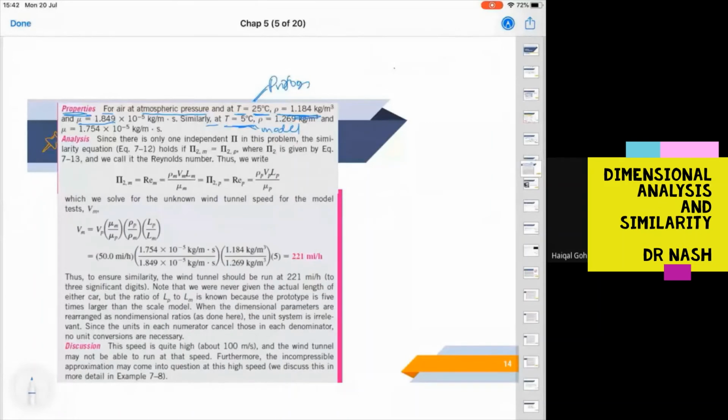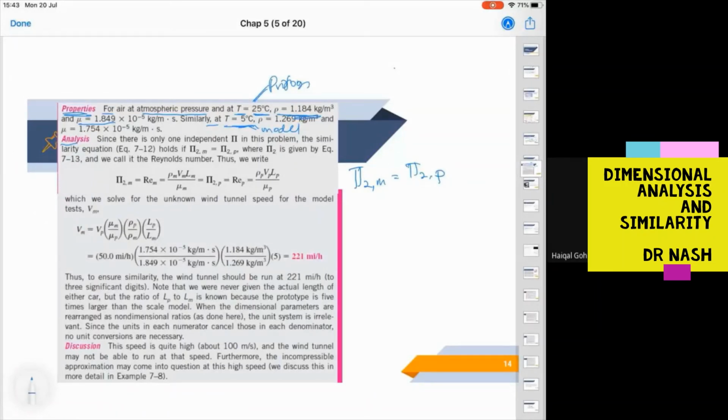And then we do the analysis. What analysis? You can do exactly the same. Pi 2. Why 2? Because we are not calculating the outcome. We just calculate the independent one, the independent parameter. So pi 2 of model must equal to pi 2 of prototype. Okay, so pi 2 for model, how can we compare between the model and prototype? Yeah, definitely using the Reynolds number. So we just put down the Reynolds number for the model and for the prototype.